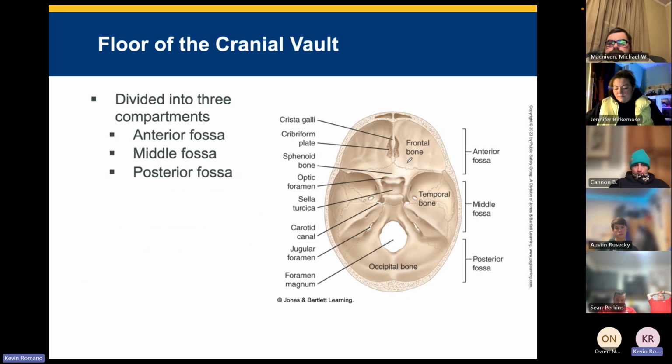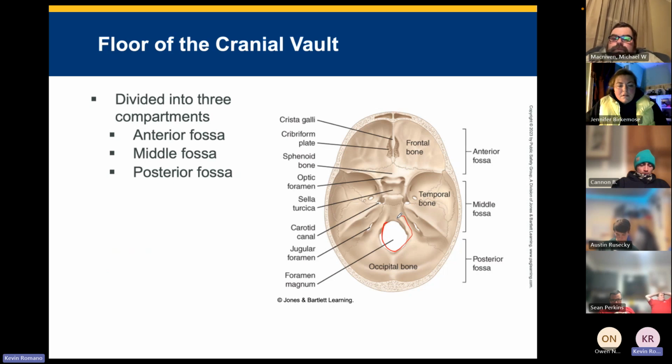All right. So the floor of the interior of the skull, the cranial vault, is divided into 3 compartments: the anterior fossa, the middle fossa, and the posterior fossa. Here's that foramen magnum that I was talking about. There's 3 different sections. The crista galli forms a prominent bony ridge in the center of the anterior fossa, and on either side of the crista galli is the cribriform plate and the ethmoid bone. So the olfactory nerve, one of the 12 cranial nerves that we have, sends projections through the foramina in the cribriform plate and into the nasal cavity.